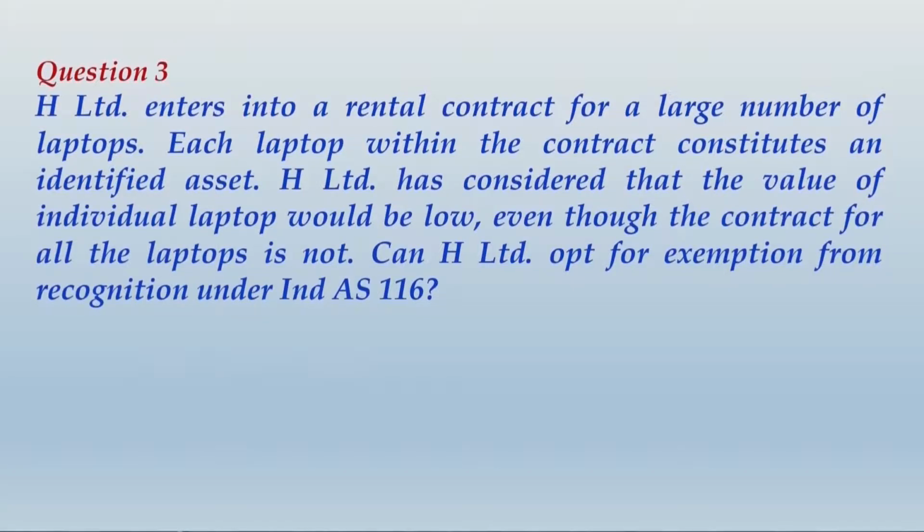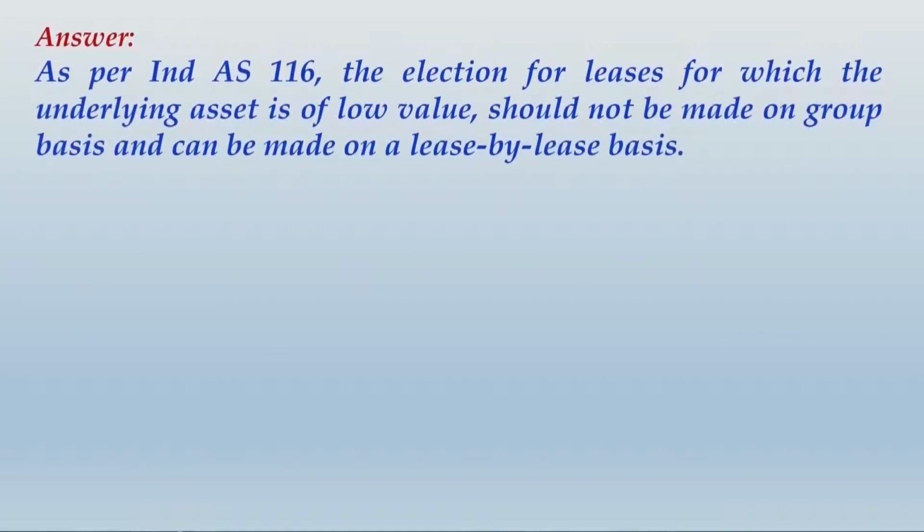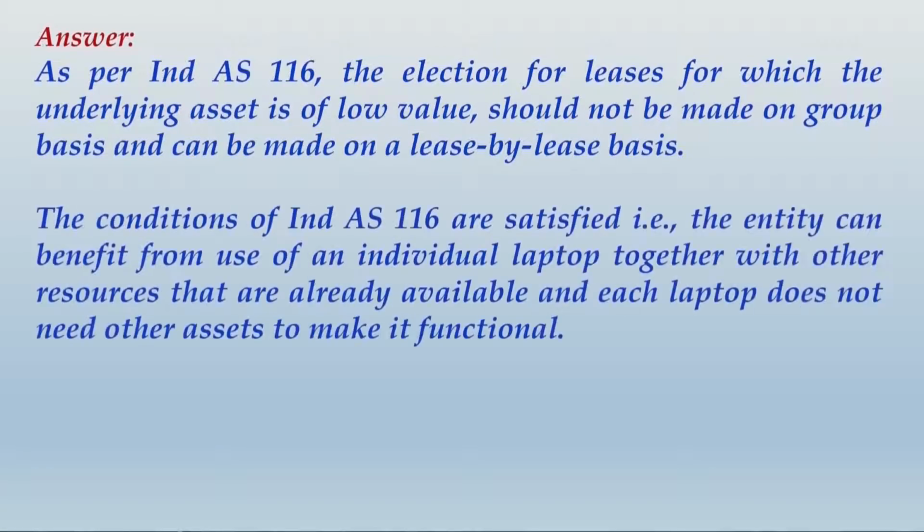So let us see how to write up the answer. In the answer, you would simply write that as per Ind AS 116, the election for leases for which the underlying asset is of low value should not be made on group basis and can be made on a lease by lease basis, or you may say asset by asset basis.